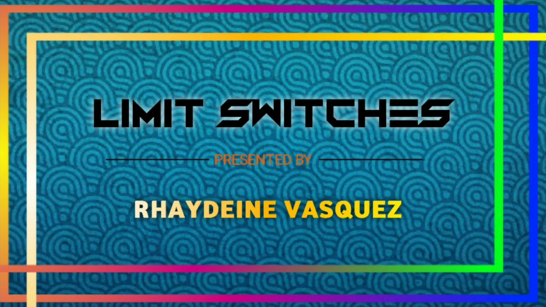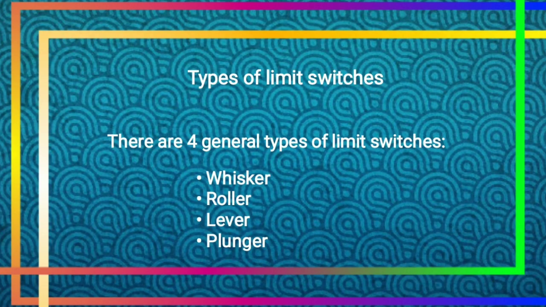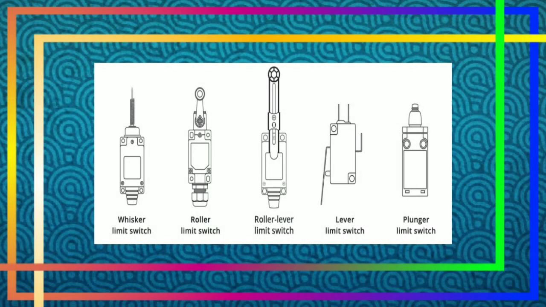There's probably not a day that goes by where you don't use a limit switch at home or at work. So, the four types of limit switches. There are four general types of limit switches: whisker, roller, lever, and plunger. Depending on the application, a limit switch may be a combination of two of the general types, such as roller or lever. So now, what is a limit switch?